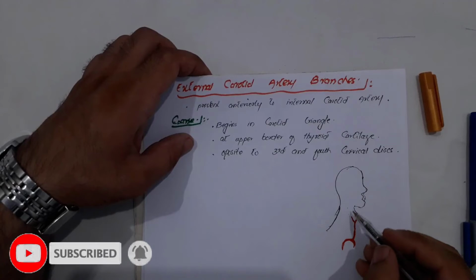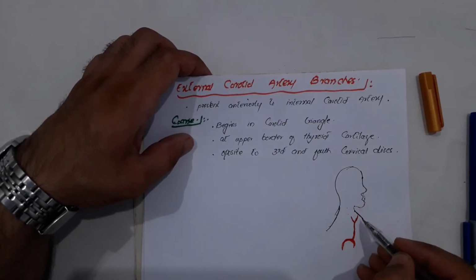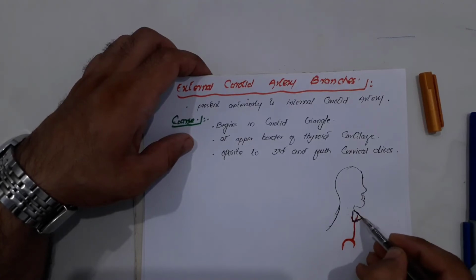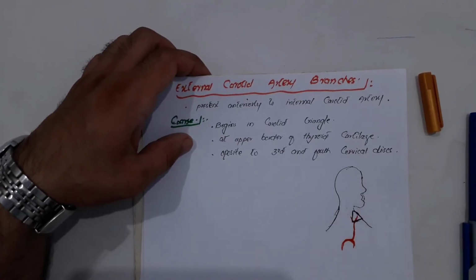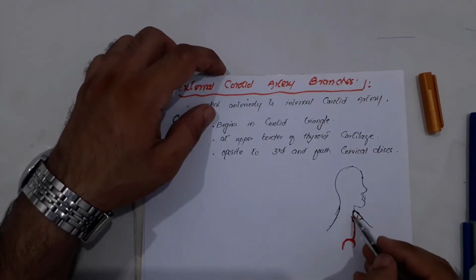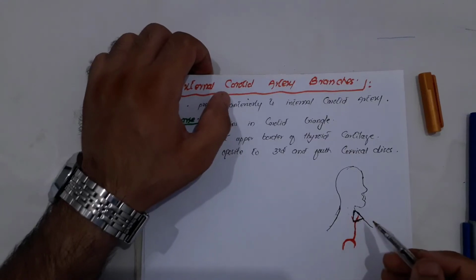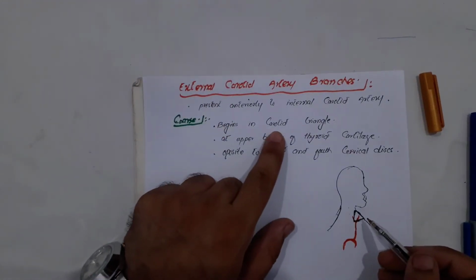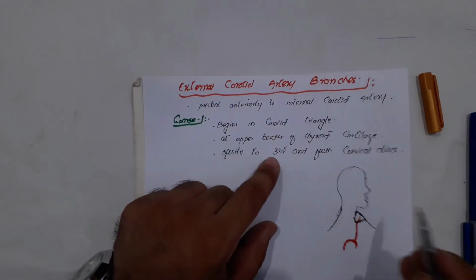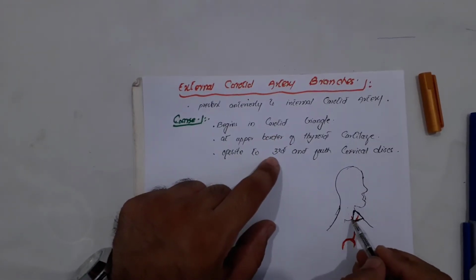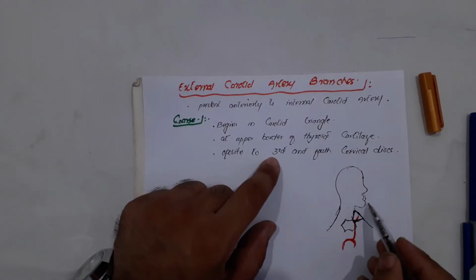Now look carefully. Here is a triangle which is called the carotid triangle. Clear, friends? The neck region is divided into many triangles, but one of them is the carotid triangle, because in this triangle the carotid arteries are present. So I have written here, it begins in the carotid triangle at the upper border of the thyroid cartilage. Here is the thyroid cartilage, right?